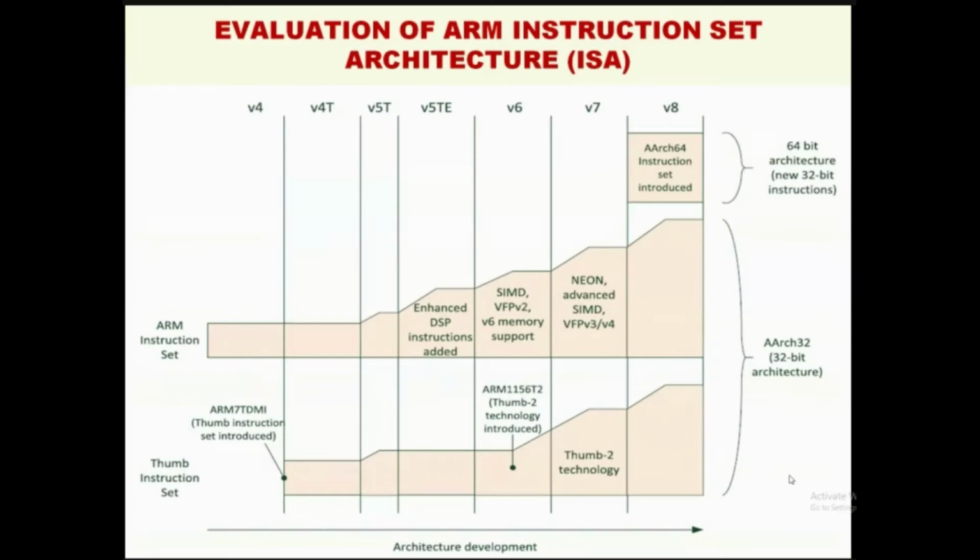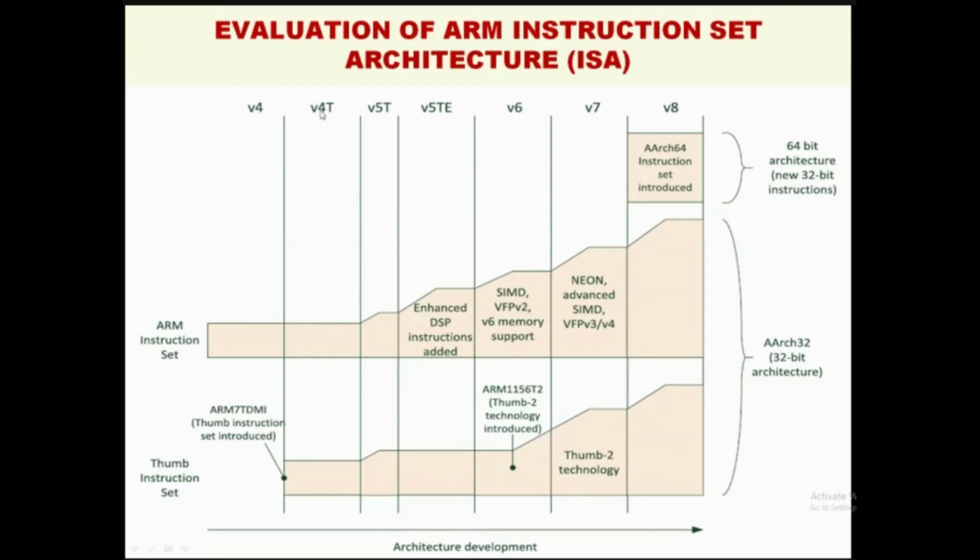The same technique is described in another way, where you can see at the top version 4, version 4 Thumb, version 5 Thumb, version 5 Thumb extension, and version 6, version 7, and version 8 ARM versions. Earlier, the ARM instruction set was there in version 4, and there were no Thumb instructions in version 4, as you see here. In version 4 there was only the ARM instruction set.